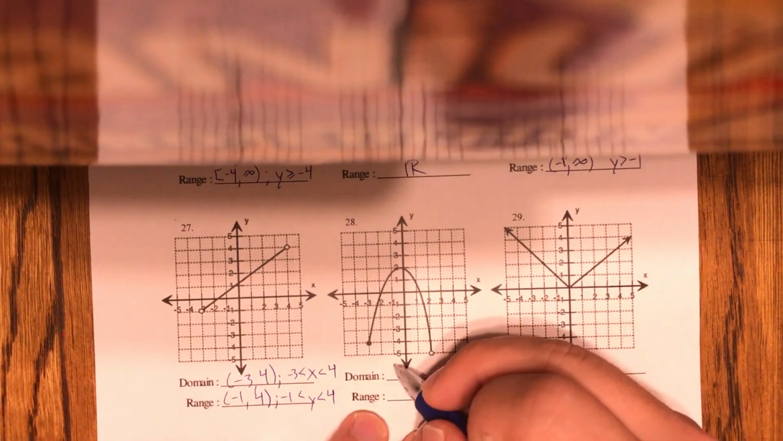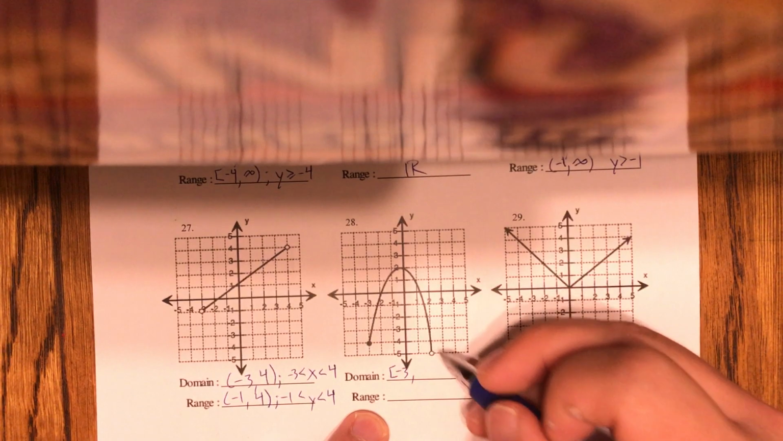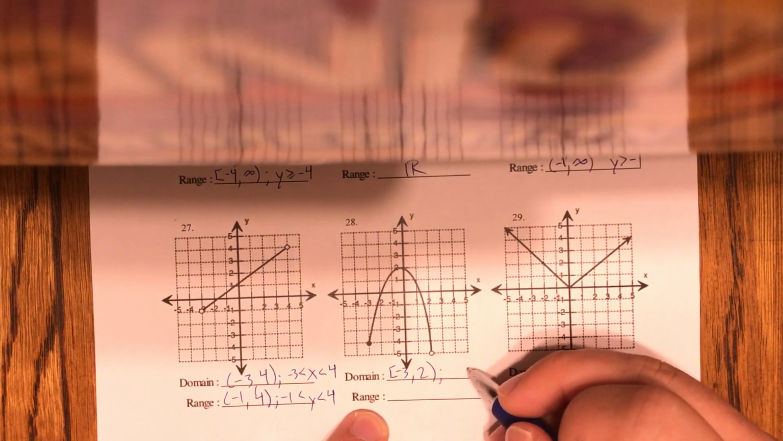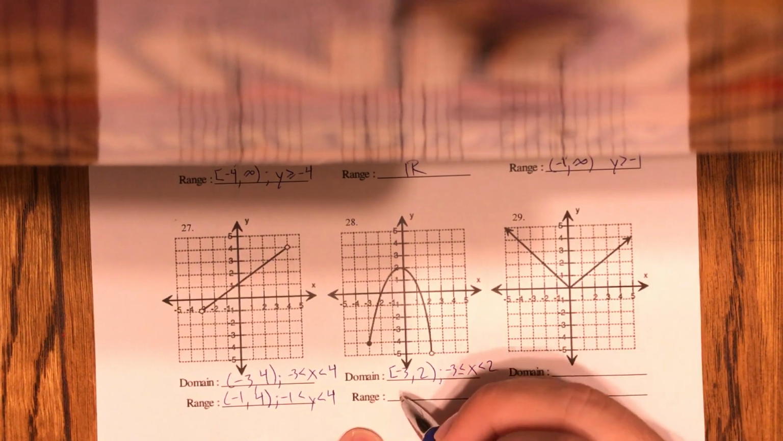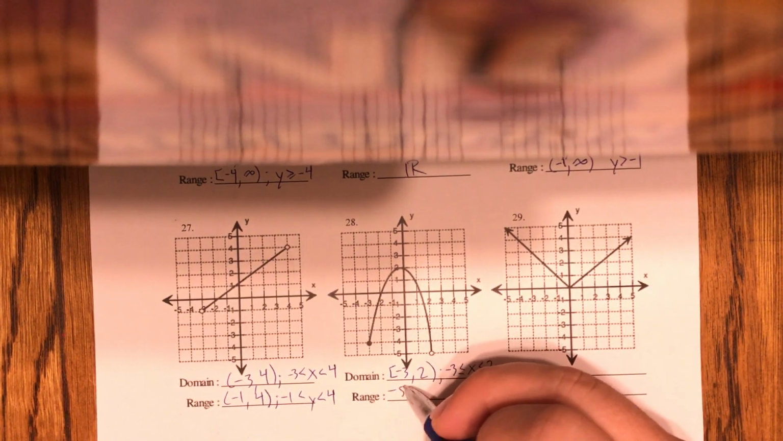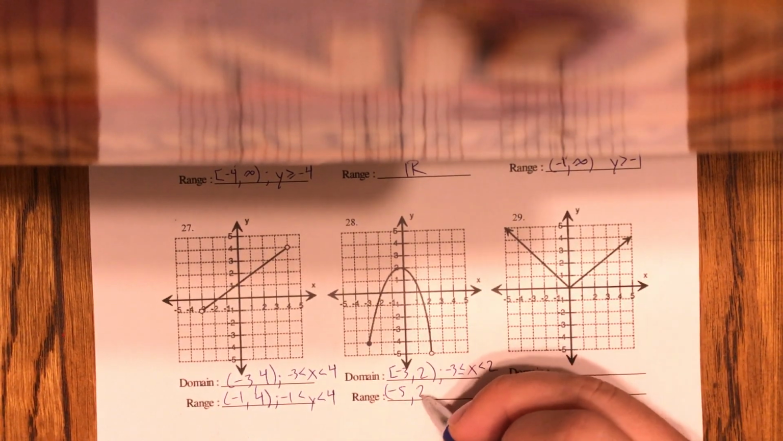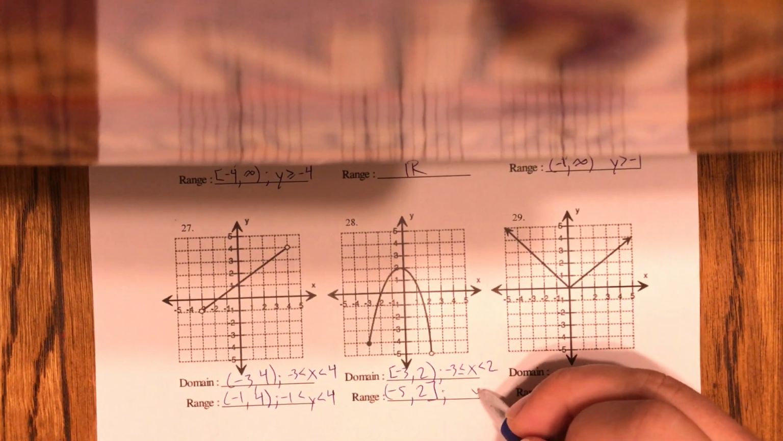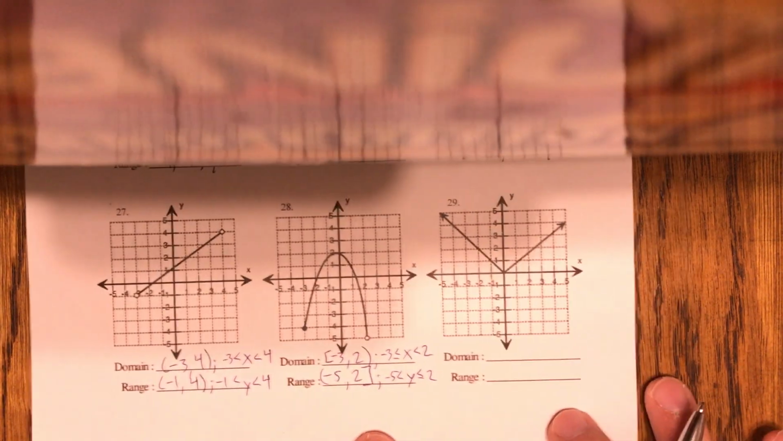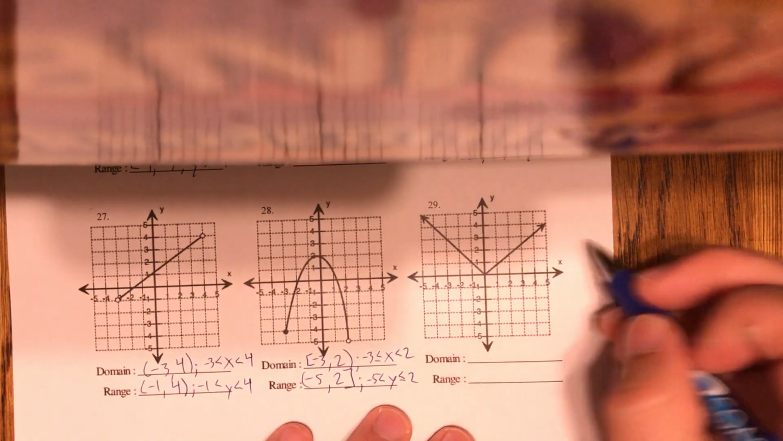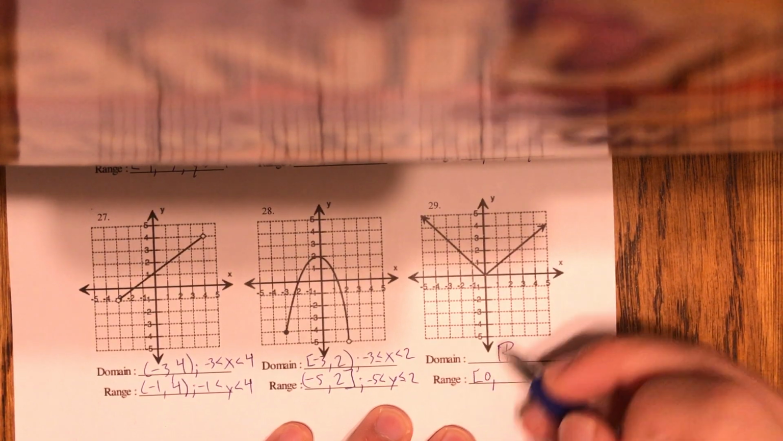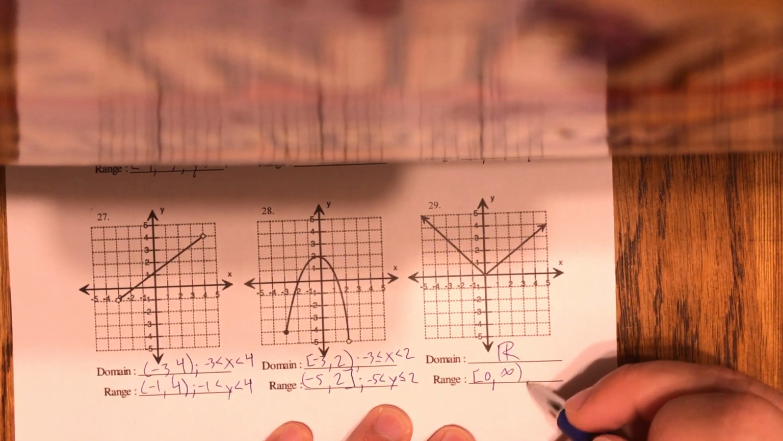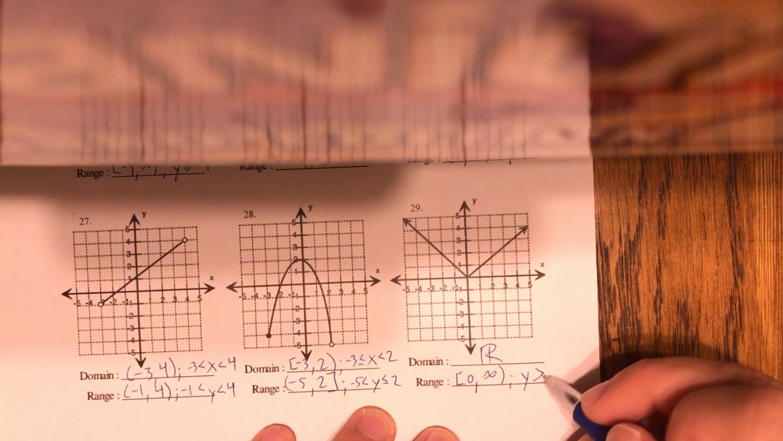Domain on this one, the furthest point is -3 and it touches -3 all the way to 2 and it doesn't touch. So x is greater than or equal to -3 but less than 2. My range goes from -5 without touching all the way up to 2, and it includes that one. So my y is greater than -5, less than or equal to 2. And last one, my domain goes left and right forever, but my range starts at 0 and goes up to infinity, and so y is greater than or equal to 0.